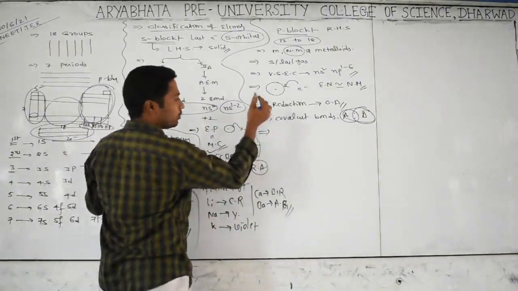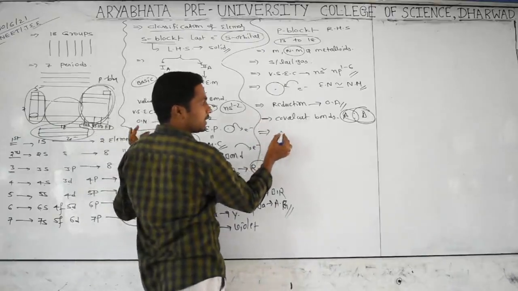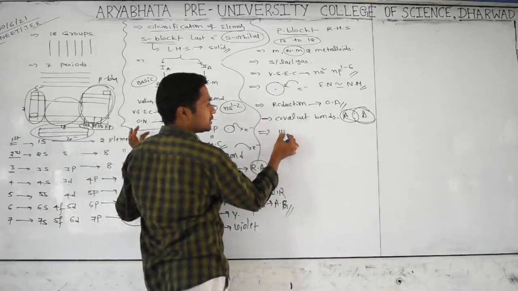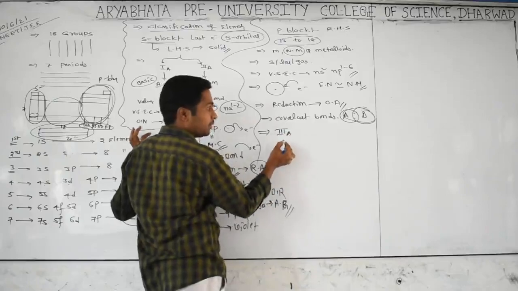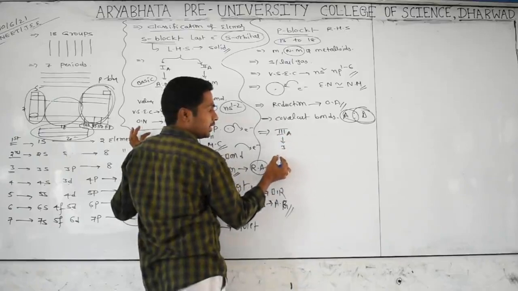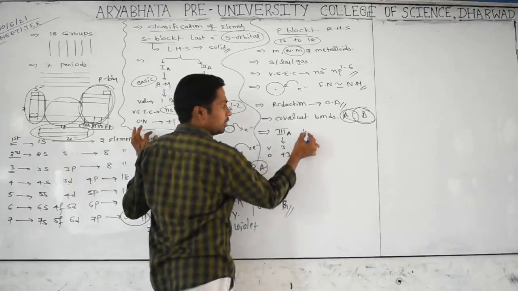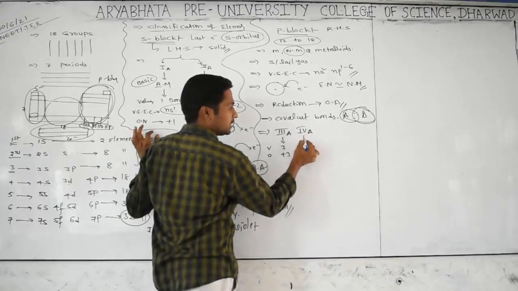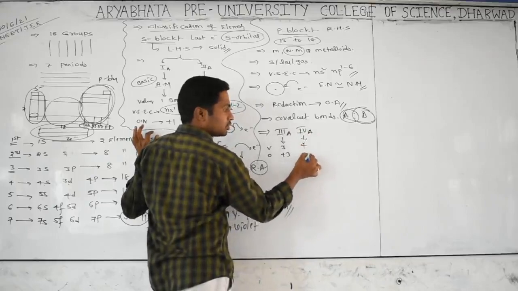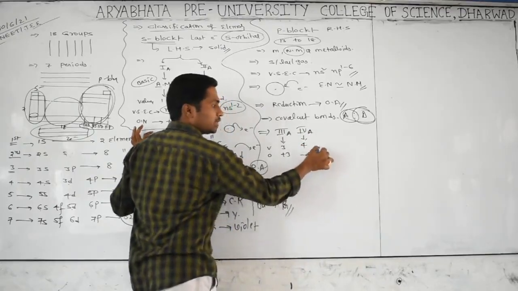All these group elements. If you take the 3A group elements, the 13th group is called 3A. What is the valency? 3. And oxidation number +3. Valency and oxidation number. 4A group element, we already discussed. So valency will be 4, oxidation number +4 or -4.